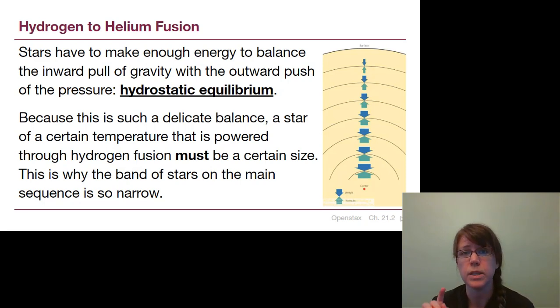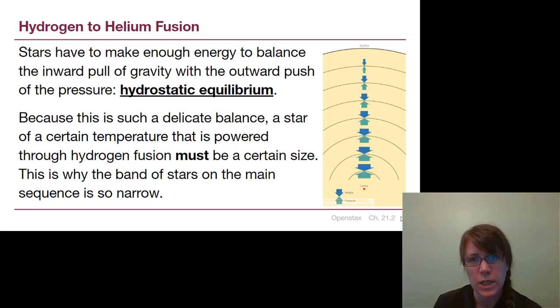And a star with a certain mass means it's going to be going through its energy at a certain rate and have a certain temperature. And it really comes down to this idea of hydrostatic equilibrium as the reason why the main sequence is such a narrow band of stars. The mass of a star determines the rate at which it can go through its energy and the temperature that it's going to have at all of these different layers. And so it's forced to be along that stable line.